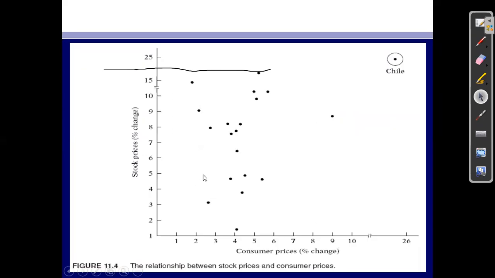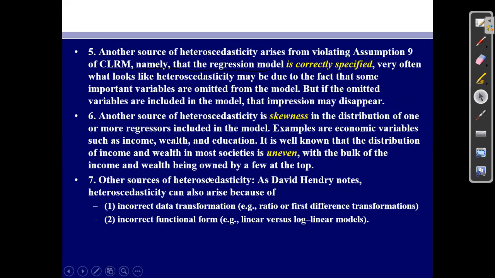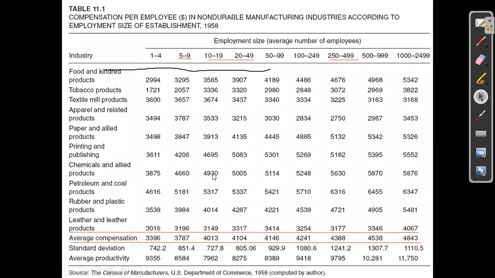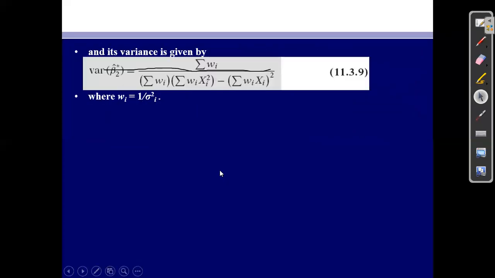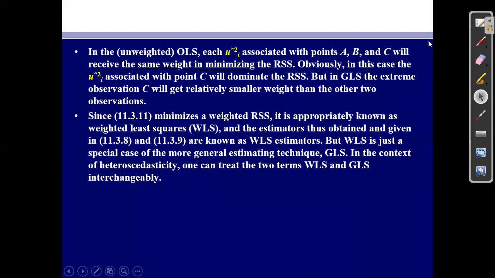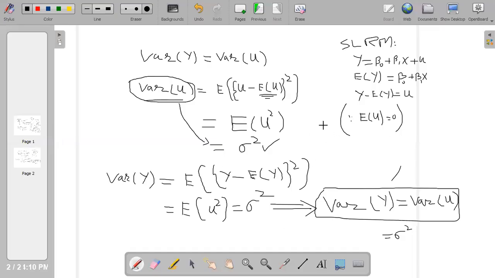So what would be the problem? Before we discuss, for example, how can you detect this heteroscedasticity, let me tell you something about the problems.